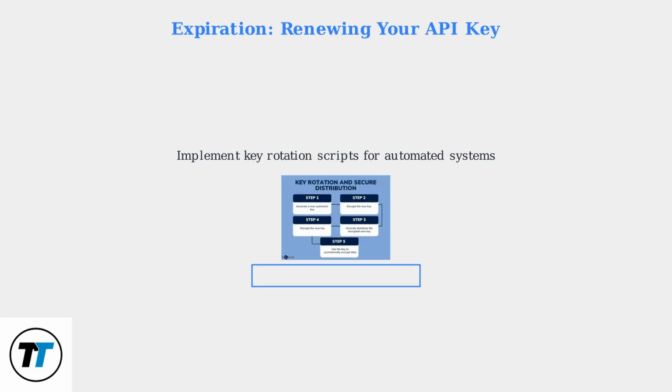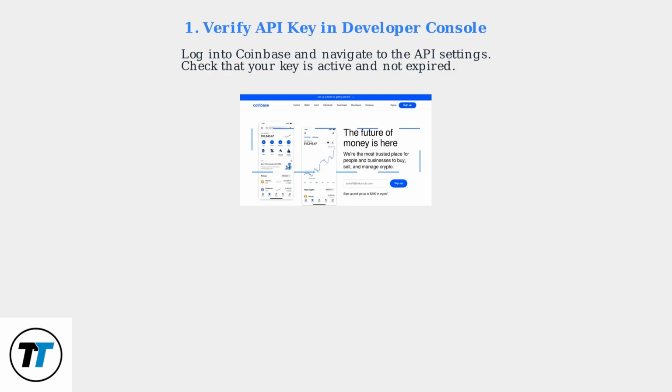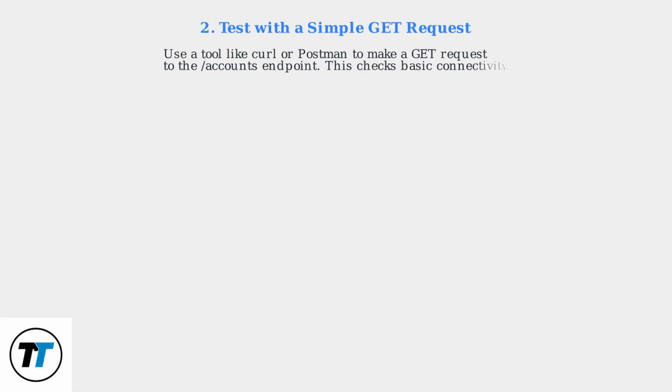For automated systems, implement key rotation scripts to automatically replace keys before they expire, avoiding downtime. Start by verifying your API key in Coinbase's developer console. Log into your Coinbase account and navigate to the API settings section to ensure your key is active and hasn't expired. Next, test your API key with a simple GET request to the account's endpoint.